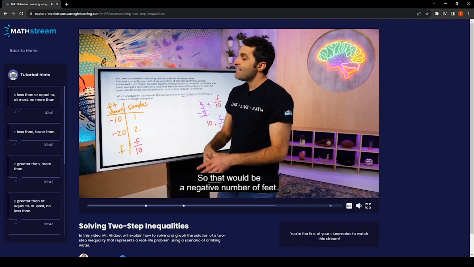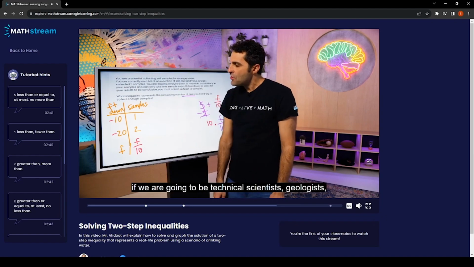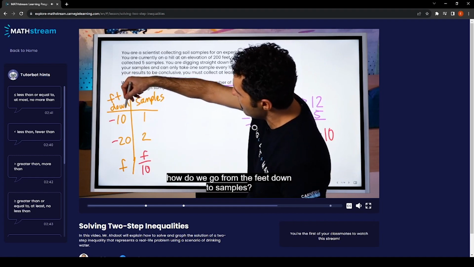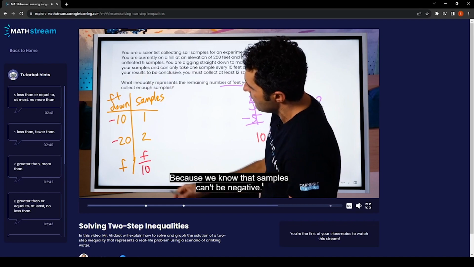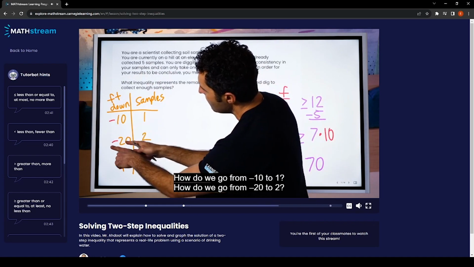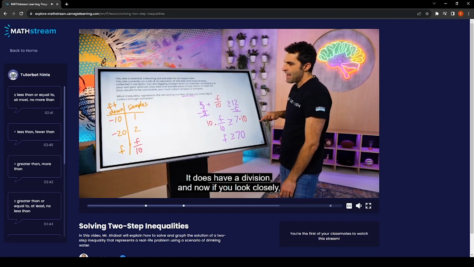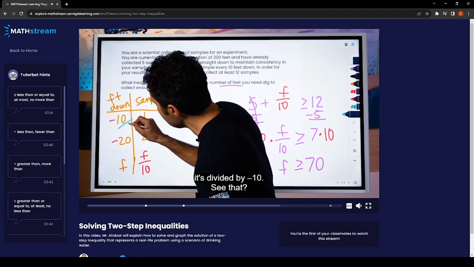So that you can actually go down by a certain amount, so that would be a negative number of feet. Now, friends, if we're going to be technical scientists, geologists, I can pull that one off, how do we go from the feet down to samples? Because we know that samples can't be negative. How do we go from negative 10 to 1? How do we go from negative 20 to 2? It does have a division, and now if you look closely, it's divide by negative 10.